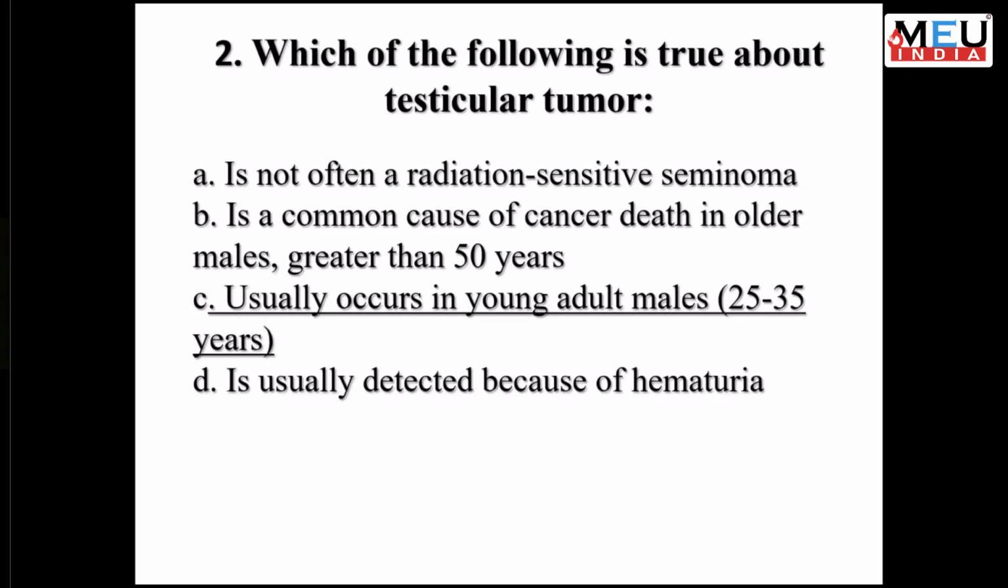Which of the following is true about testicular tumor? It is often radiation sensitive, seminoma. It is a common cause of cancer death in older males greater than 50 years. It usually occurs in young adult males 25 to 35 years. It is usually detected because of hematuria. So here the answer is that testicular tumor usually occurs in young adult males 25 to 35 years.